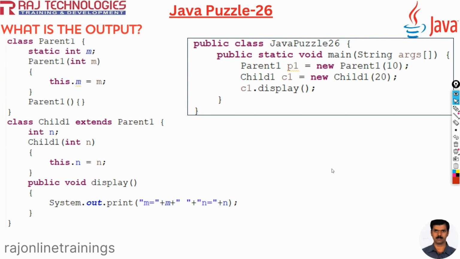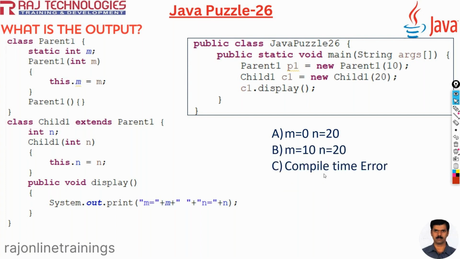The options for this puzzle are: A option, m equal to 0, n equal to 20; B option, m equal to 10, n equal to 20; C option, compile error; and D option, m is 0 and n is also 0. Right? The majority of people will go with the option m equal to 0 and n as 20, and some people will even go with the compile time error. The reason is that here we are not using super.